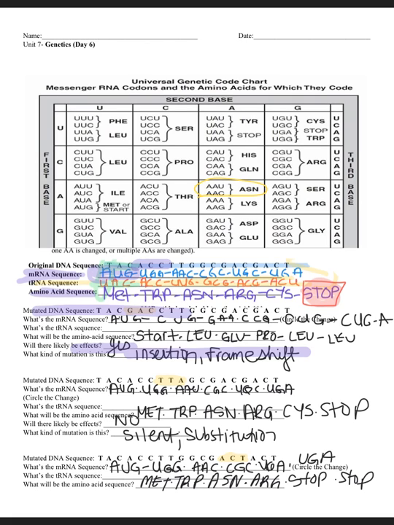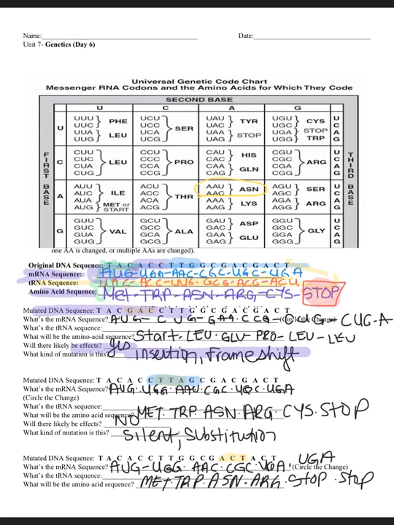Moving on to DNA sequence number 3, you should have found that in the third codon, TTA, that is where the mutation occurred. If you look at the original DNA sequence, you'll see that the third codon reads as TTG. In the mutated sequence, it reads as TTA.